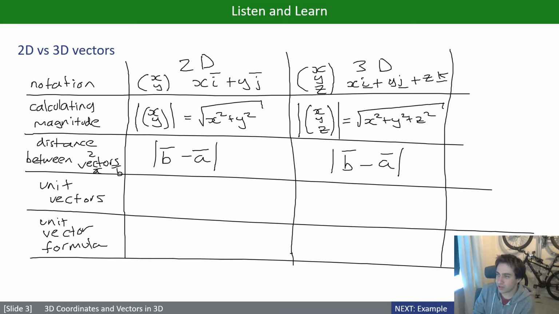Okay, unit vectors. We had i and j, and in 2D we said i is the same thing as (1, 0), and j is the same thing as (0, 1). In the 3D context, this changes a little bit. Oh, by the way, I've just noticed i, j, and k up here. I put the line underneath rather than above.